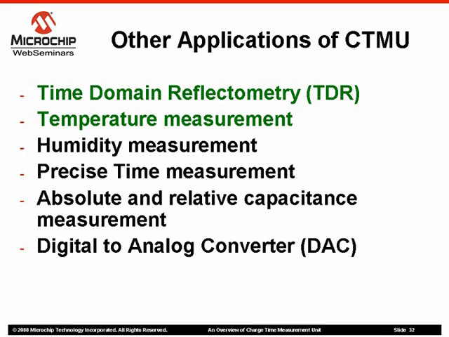Third is a humidity sensor, is nothing but a varying capacitance, and CTMU is perfect to measure the variance in capacitance. Also, CTMU can be used to measure absolute capacitance and relative capacitance change, as shown in capacitive touch sensing application. Also, it can be used as digital to analog converter or DAC. We will see the TDR or time domain reflectometry and temperature sensor applications in detail in the coming sections.